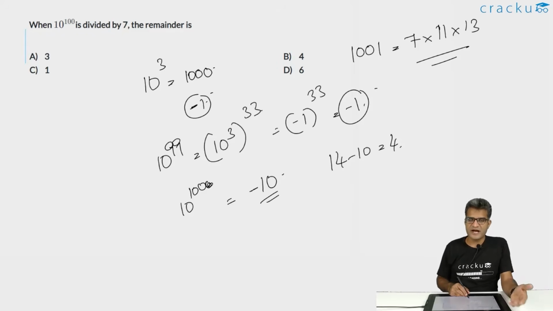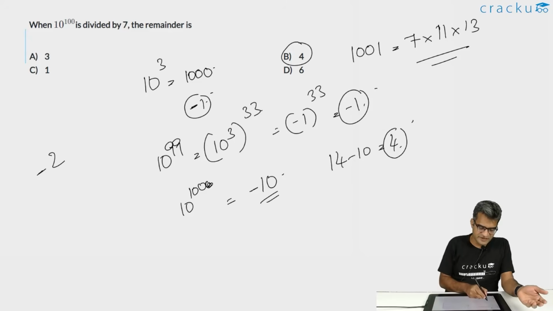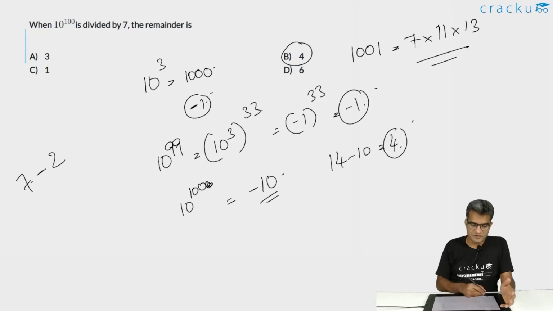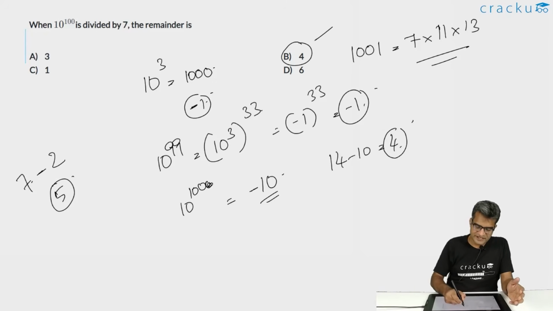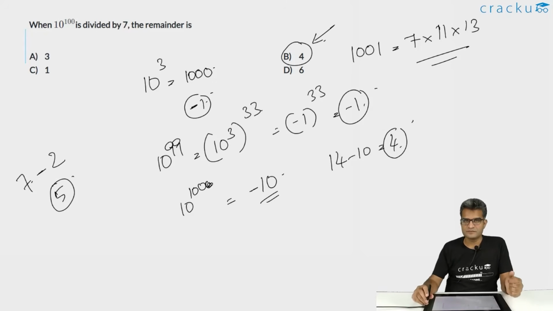So you keep on adding 7. -10 plus 7 is -3. -3 plus 7 is 4. So the remainder is 4. Whenever you are getting a negative remainder, say the negative remainder is -2 when divided by 7, then just add 7 to it. 7 minus 2, therefore the remainder will be 5. Anyway, the answer in this case is option B, which is 4.